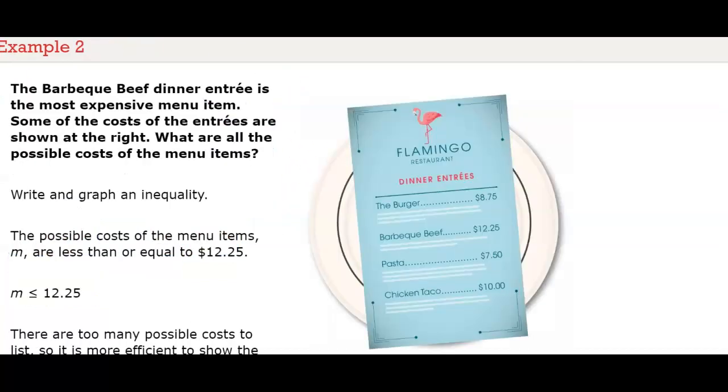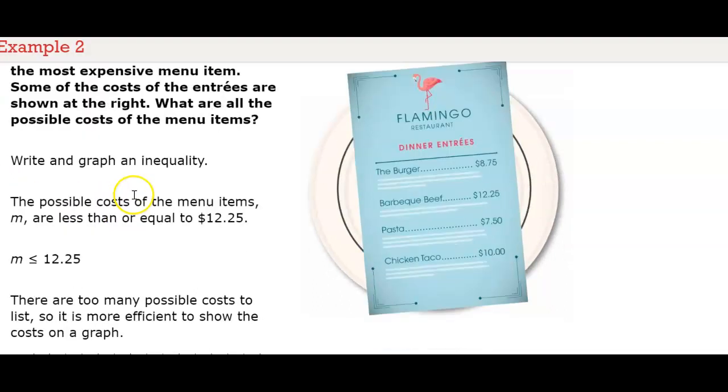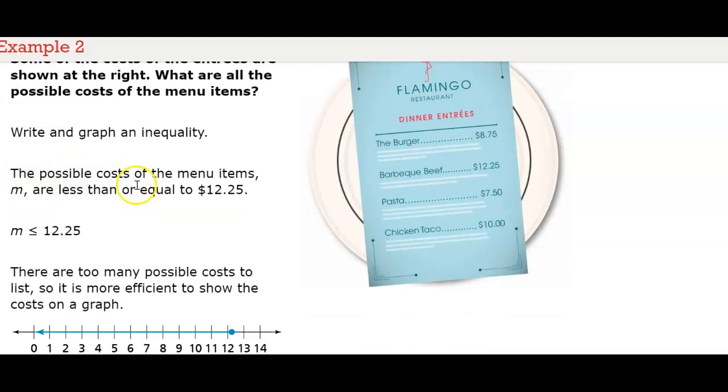The barbecue beef dinner entree is the most expensive menu item. Some of the costs of the entrees are shown. What are all the possible costs of the menu items? Write and graph an inequality. The possible costs of the menu items M are less than or equal to $12.25. So M is less than or equal to $12.25.